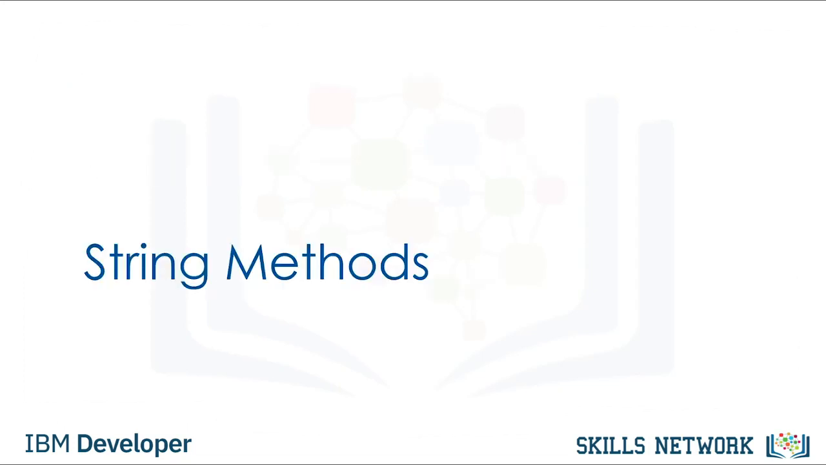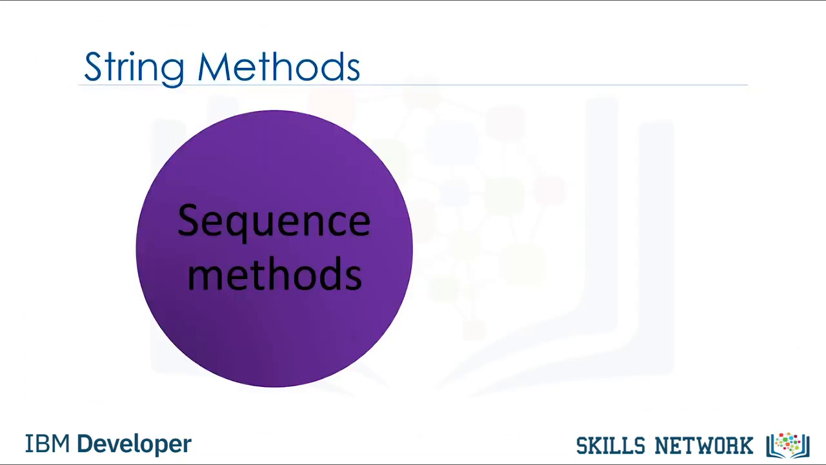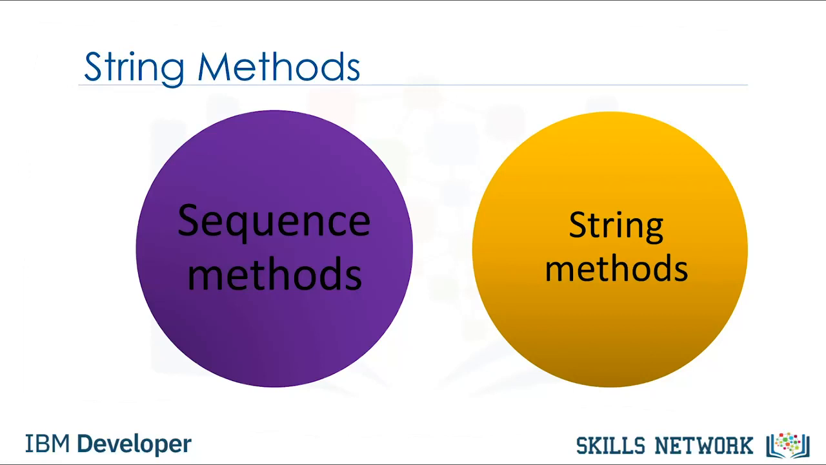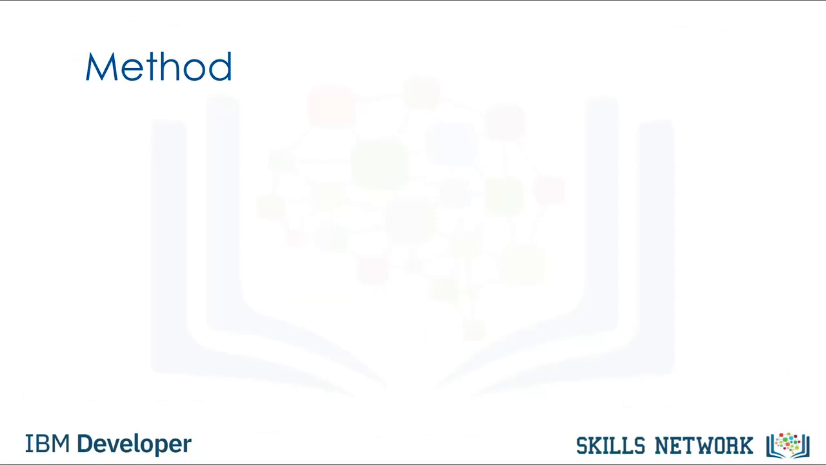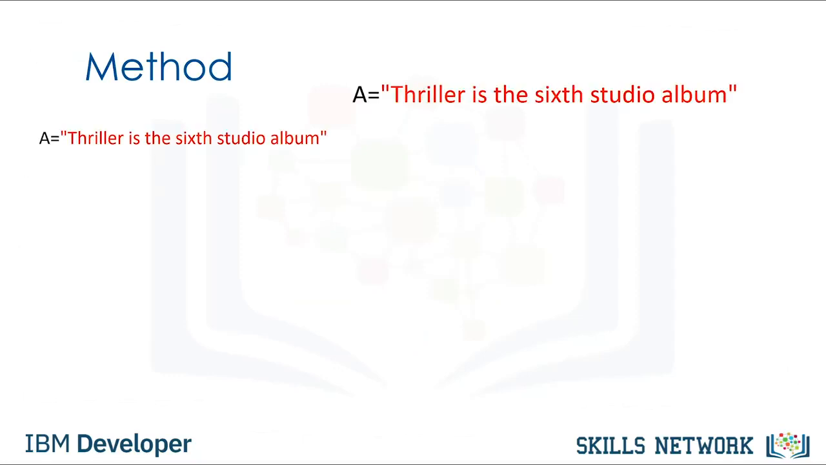Now let's take a look at string methods. Strings are sequences and, as such, have methods that work on lists and tuples. Strings also have a second set of methods that just work on strings. When we apply a method to the string A, we get a new string B that is different from A. Let's do some examples. Let's try the method upper. This method converts lowercase characters to uppercase characters.